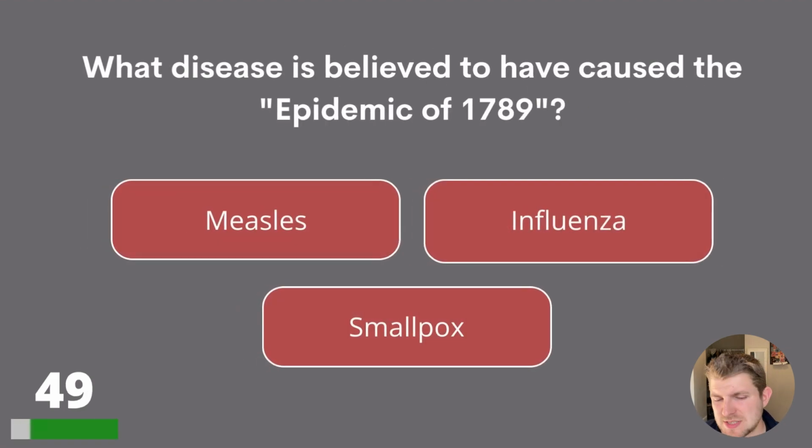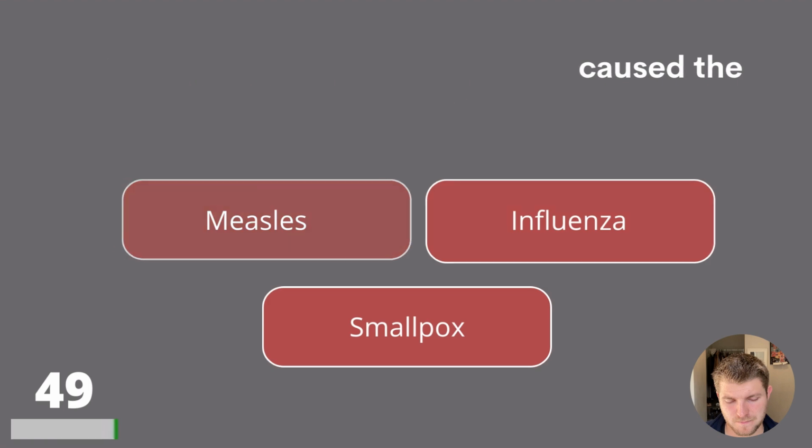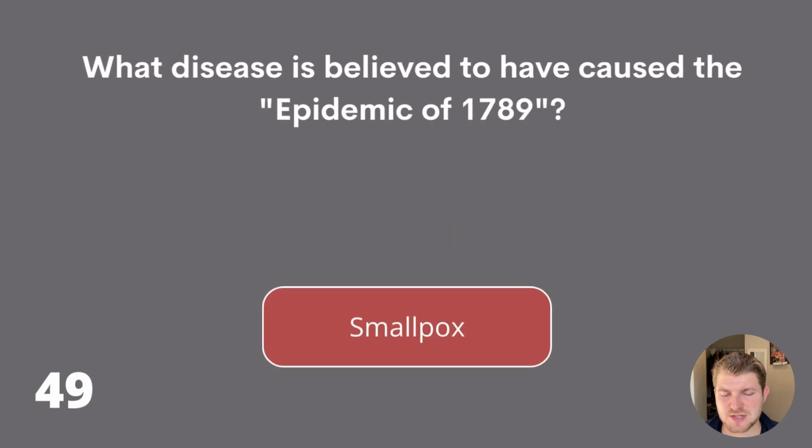49. What disease is believed to have caused the epidemic of 1789? Measles, influenza, or smallpox? The answer is smallpox.